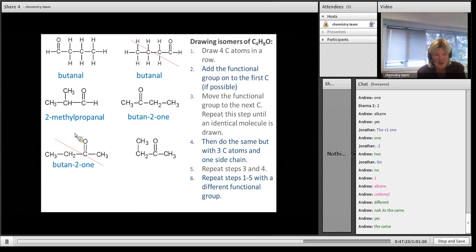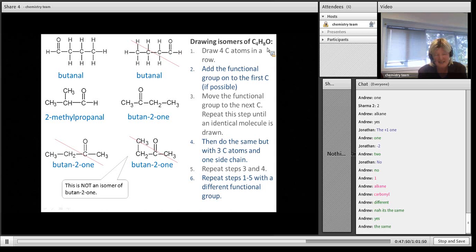So here I've done what I've said you shouldn't do over here, where I've moved the methyl onto the end carbon. Remember, although it looks as though I've got a branch, it isn't, it's still a straight chain, 1, 2, 3, 4, it's still butan-2-one, it's not an isomer. So there you go. So aldehydes and ketones, that's the only isomers I can draw for C4H8.